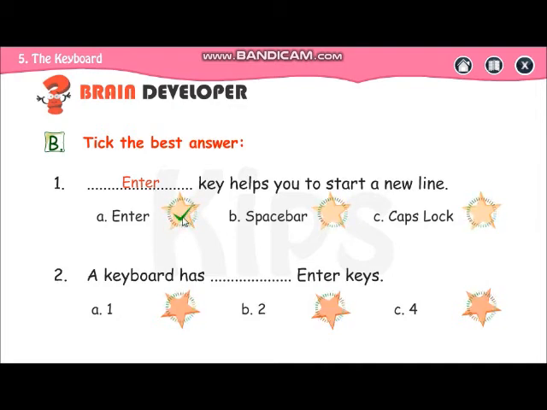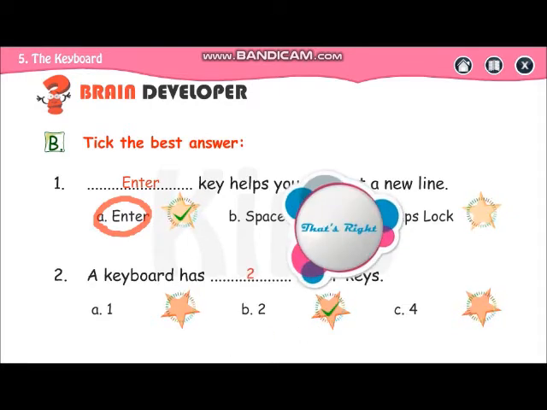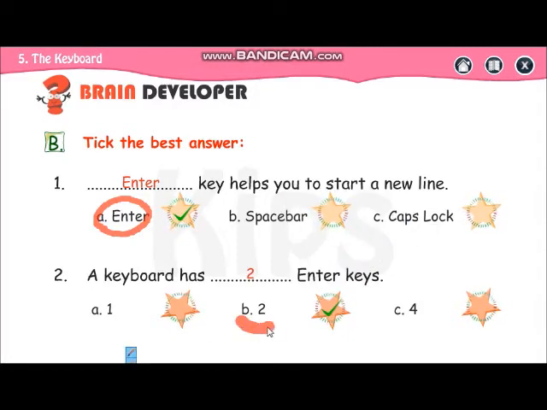Okay, in your book no star is there, but you tick on enter key. Okay, or encircle that. This can be done. आपको अगर वहाँ टिक करने में ठीक से दिखाई नहीं दे रहा है, so you encircle that enter. Okay, and write down enter here. The keyboard has dash enter keys. How many enter keys? 2. So what you have to do? You have to tick on that 2 or you can encircle it. Okay, so this one is your right answer. Moving on to the next, you can pause the video and write down.